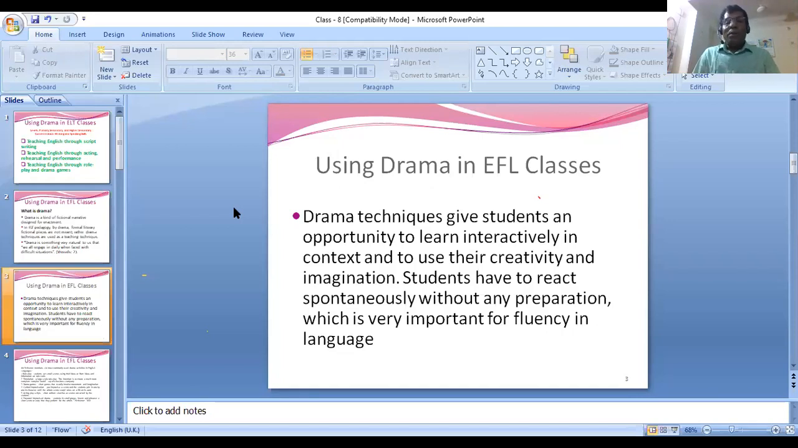And it also gives you an opportunity to use your creativity and imagination. Drama techniques give you an opportunity to use your creativity and imagination. You have to be creative. Quarreling is not a cup of tea. It's very difficult. You have to be creative there. You have to make many sentences. You have to say many things that you have never said in your life. So you have to be creative at the same time. You have to be imaginative.